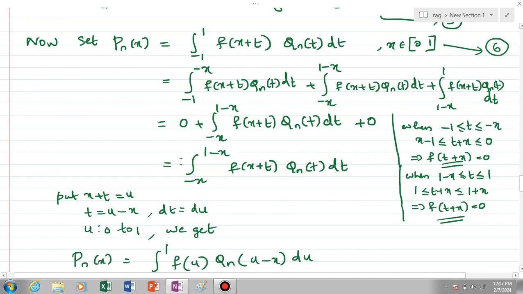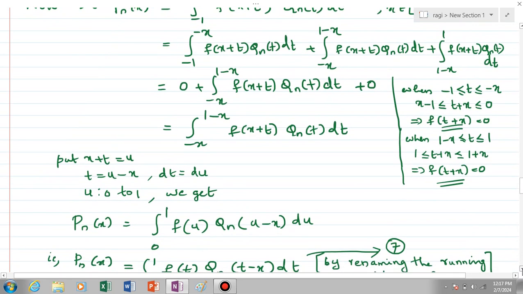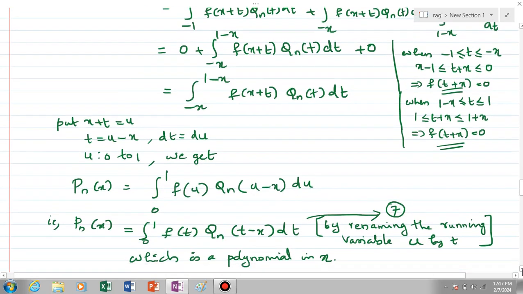Now we have to check whether this Pn is a polynomial or not. For that we change the variable like x plus t equal to u, that is, t is equal to u minus x and dt is equal to du. Whenever the running variable t is equal to minus x, we get u is equal to 0, and when t is equal to 1 minus x, we get u is equal to 1. That is, the integration becomes 0 to 1. That is, Pn of x is equal to the integral from 0 to 1 of f of u Qn of u minus x du. We are just renaming the running variable u by t.